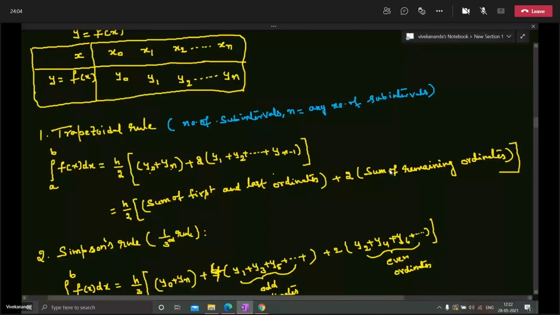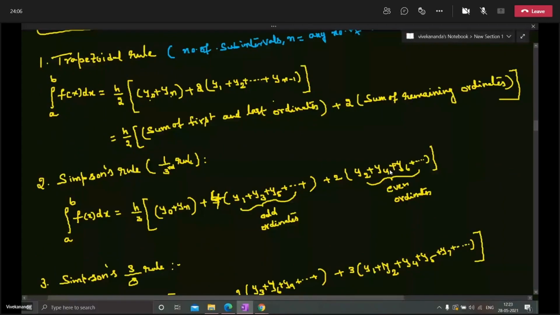For Simpson's rule, the number of subintervals must be an even number. Even number of subintervals is compulsory. Next, Simpson's 3 by 8 rule.